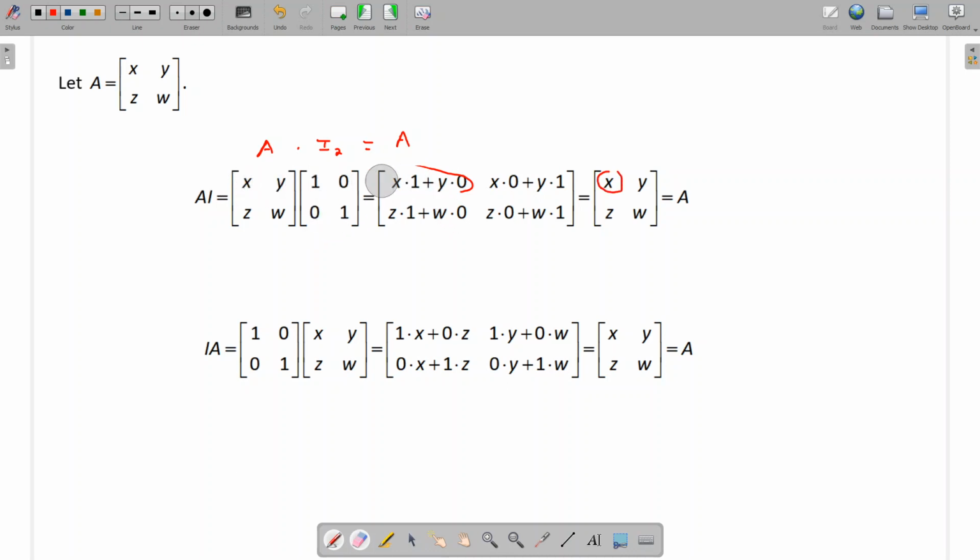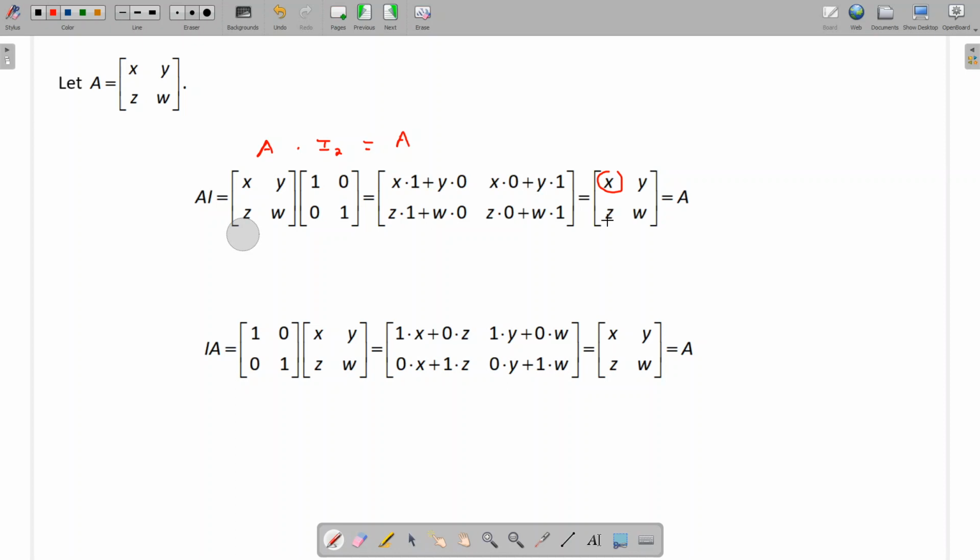Then you go back and do the same process, rows by columns. So this row by this column, x times 0 plus y times 1 gives you this, and that simplifies down to y. To get the second row over here, you take the second row by the first column to get this element here. So z times 1 plus w times 0.